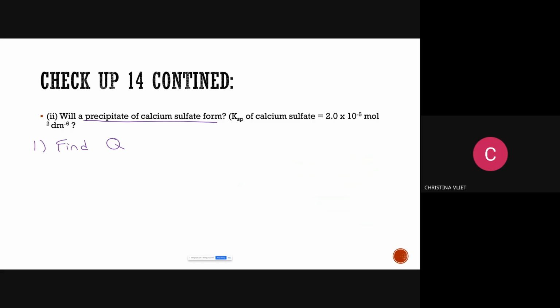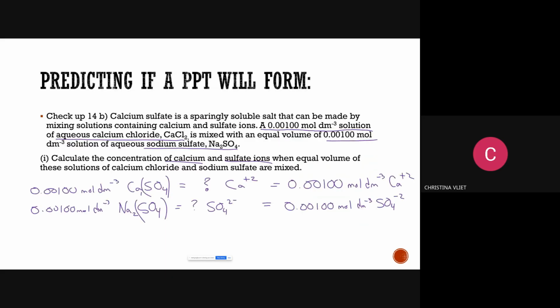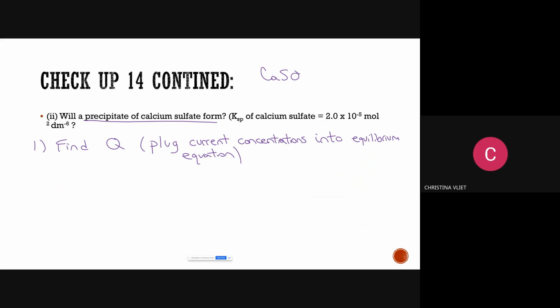Q is: plug your current concentrations into the same equilibrium equation, understanding that that might not be equilibrium. So what does that mean? Well, what would the equilibrium equation for this be? Calcium sulfate, CaSO4. It's easy numbers, easy equation. What would it be?